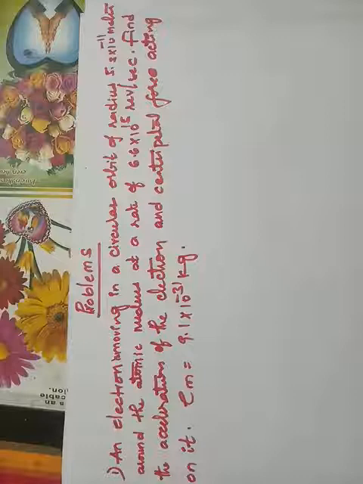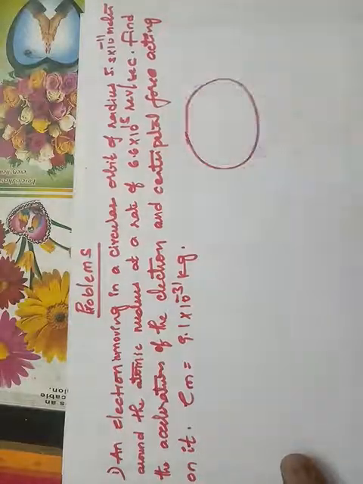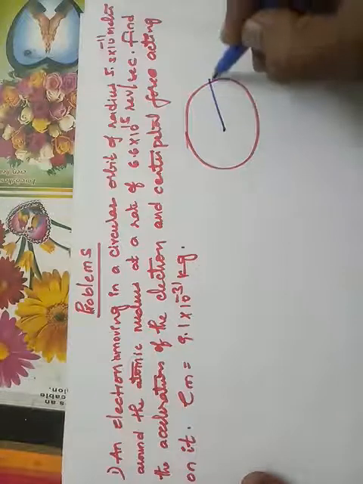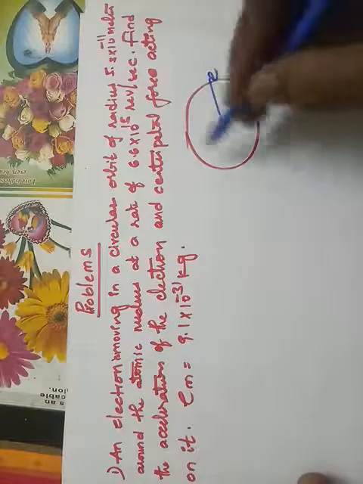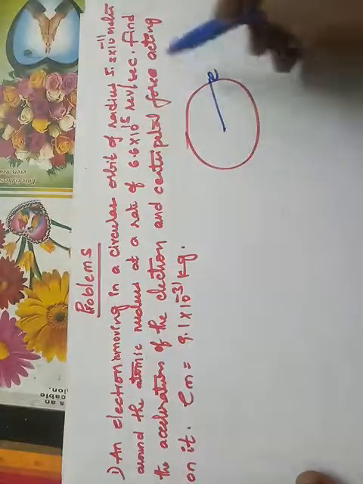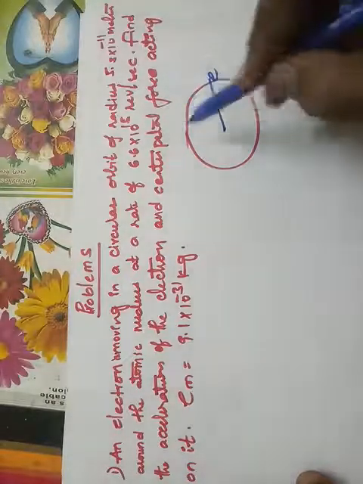See what we are going to find in this problem. An electron is moving in a circular orbit of radius 5.3 into 10 to the power of minus 11 meter around the atomic nucleus at a rate of 6.6 into 10 to the power of 15 revolutions per second. Here I am taking the electron, so the number of revolutions per second is 6.6 into 10 to the power of 15. Find the acceleration of the electron and the centripetal force acting on it.